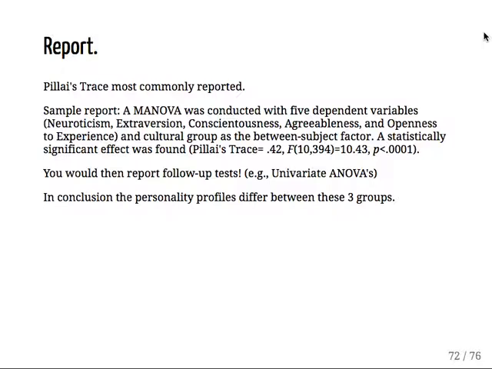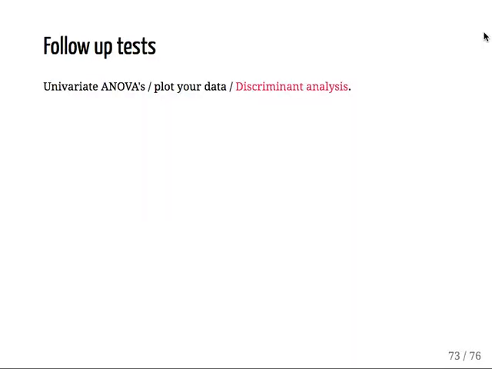And so in conclusion, the personality profiles, you could say, differ between these 3 groups. So you would do follow-up tests. You could plot your data to see how it's different for each group by making those histograms for each group and panel them. You could do univariate ANOVAs, and you could also do something more complex, which is known as discriminant analysis. Again, lots of different options.